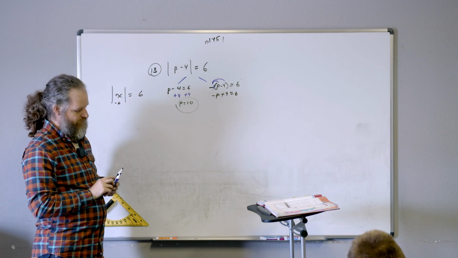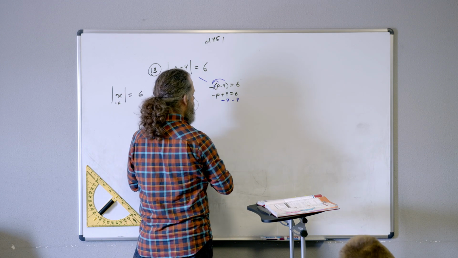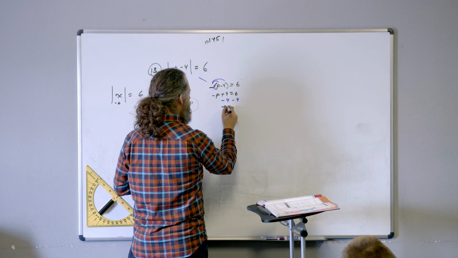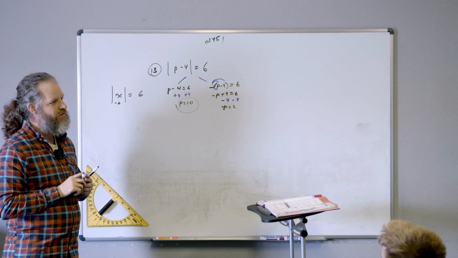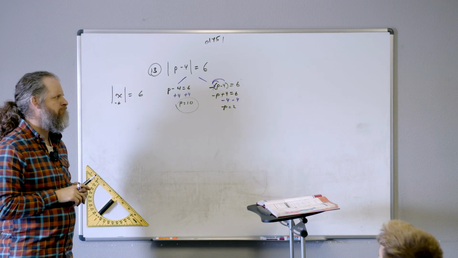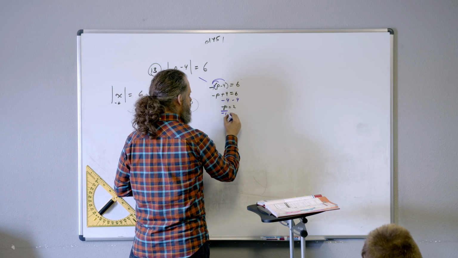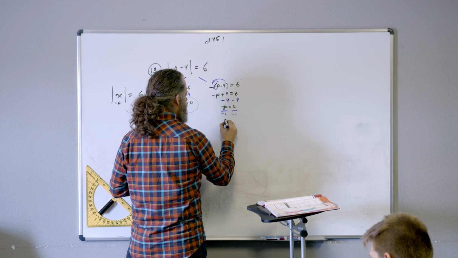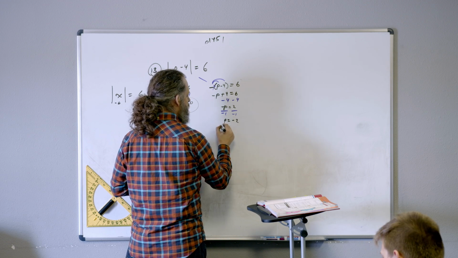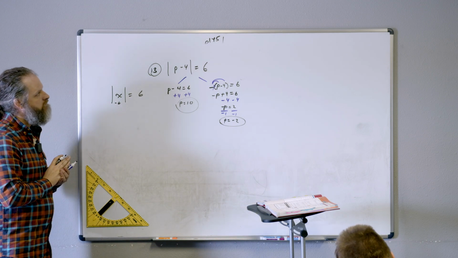Now what would you do? Subtract 4. So negative P equals 2. Gotta finish getting P by itself. What do I gotta do? Subtract by 1. No, divide. Divide by negative 1, right? So P equals negative 2. So P equals 10 and negative 2, both.